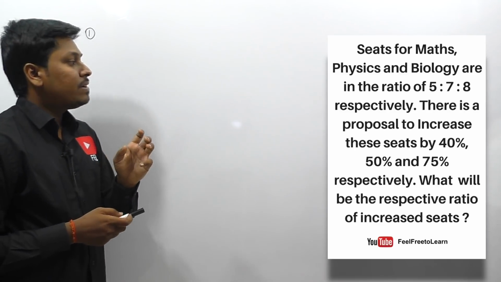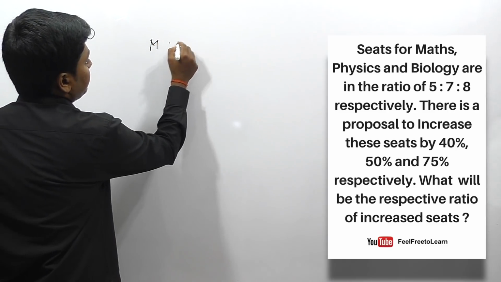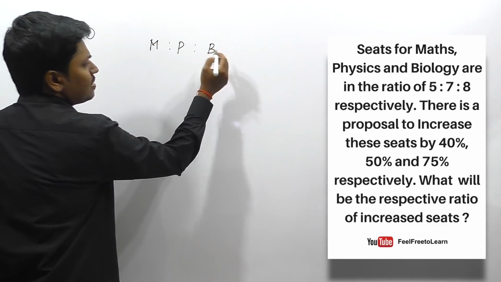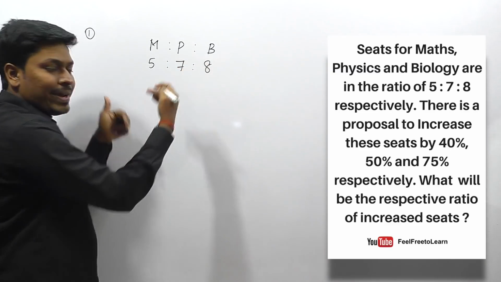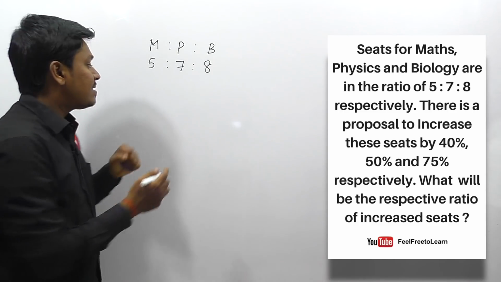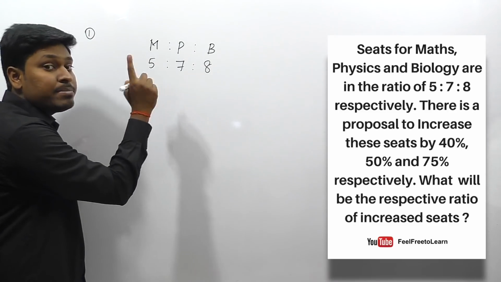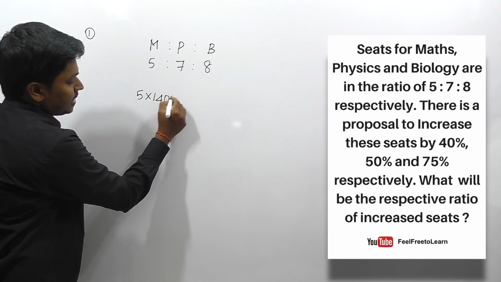So friends, listen carefully. There are 3 subjects, that is maths, physics and biology, right? These are in a ratio of 5:7:8. And there is a proposal to increase the seats, where maths should be increased by 40%. So maths increased by 40% can be written as 5 into 140%.